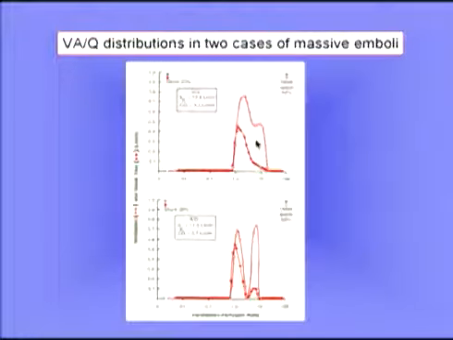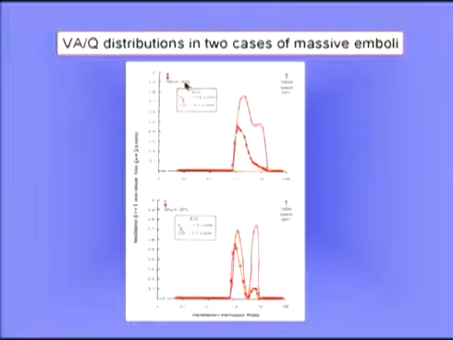Large amount of ventilation to high VA/Q units. That's the embolized area being ventilated. That's dead space. And in fact, they measure the dead space here, and it's very, very high, as you can see. But in addition to that, there are large shunts.